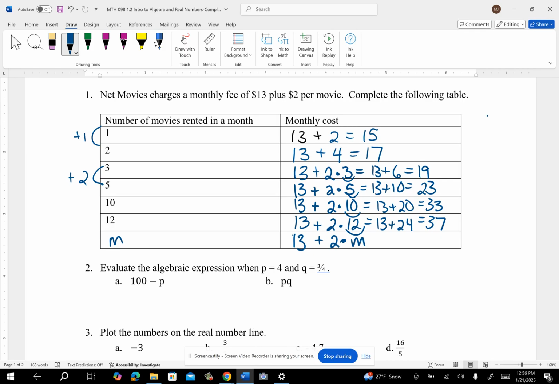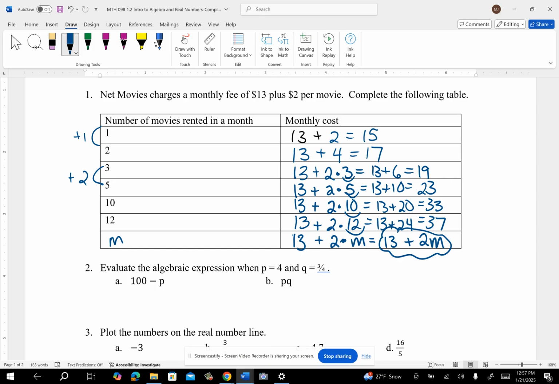Now, when you have a number and a letter like that, 2 times M, when you're multiplying and you have a number and a letter, that's what 2M means. When you don't put something in between, then it's assumed to be multiplication. So this expression right here kind of generalizes what's going on here, so that you could use that expression to calculate what the cost would be.